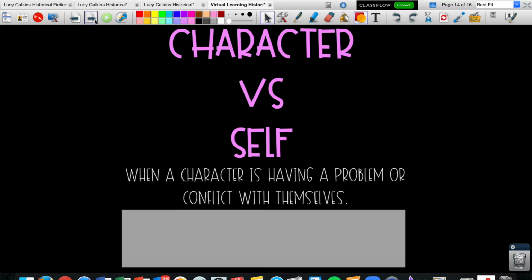Number 2. Character versus self. It is when a character is having a problem or conflict with themselves. That means when a character is facing decisions or they have to make a big choice and they're kind of doing an internal battle, meaning inside, we all have our little voices in our heads, right? Those little voices that tell us right and wrong, and we work through situations in our head. That is what character versus self is when the character is having that internal voice and they're having a problem with it. They don't know what to do.